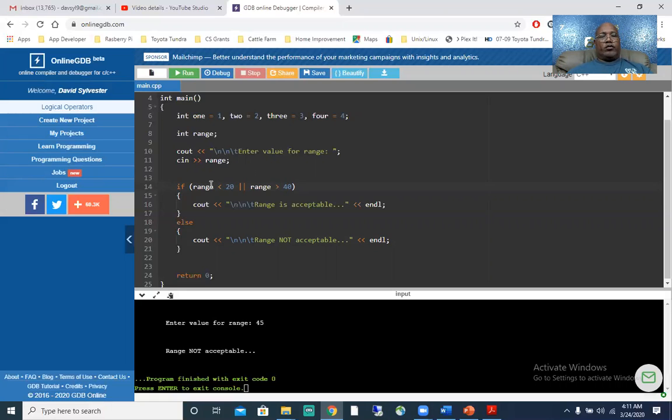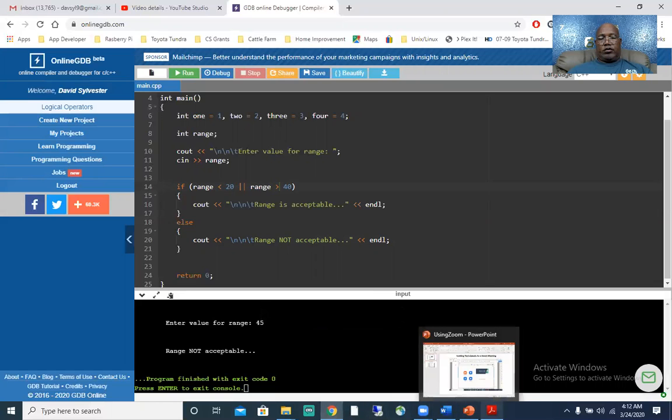All right. So what happens is, here, when I put in a number, if I put in 33, is range less than 20? No, that would be false, all right? But is it greater than 40? No, all right? Is range less than 20? No. Or range greater than 40? No, I got that backwards. Let's see, no. Oh, this is less than. Is range less than, greater than? Let's go back to the notes.